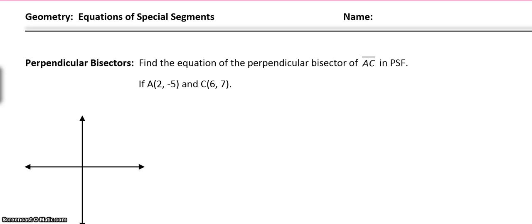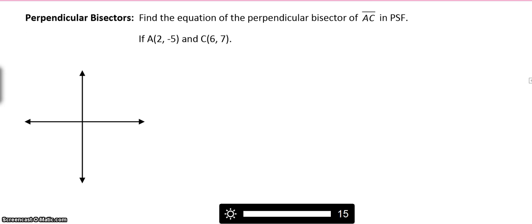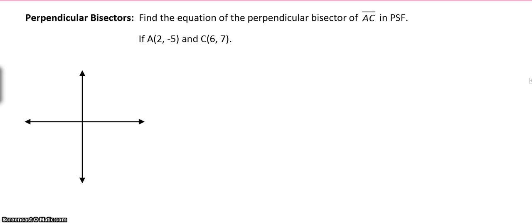Geometry. This is equations of special segments. And we're pretty much going to run through three today. We have perpendicular bisectors, medians, and altitudes. Three of our favorite segments. Now, the first one is perpendicular bisectors.